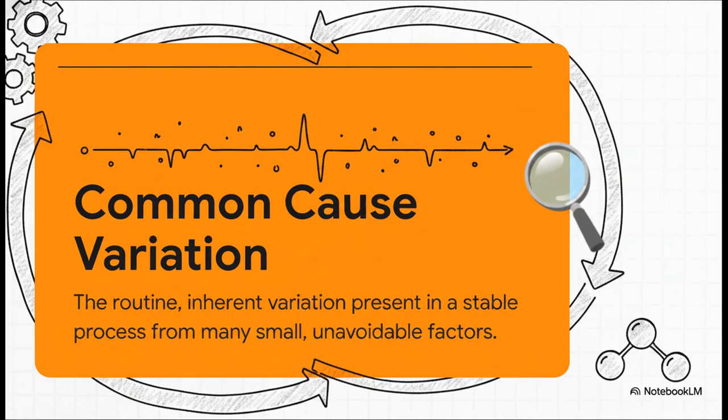So that process noise we just talked about, well, it has a more formal name, common cause variation. This is the natural rhythm of your process. It's the expected, routine variation that exists when everything is stable and running the way it's supposed to. It's just part of the system.